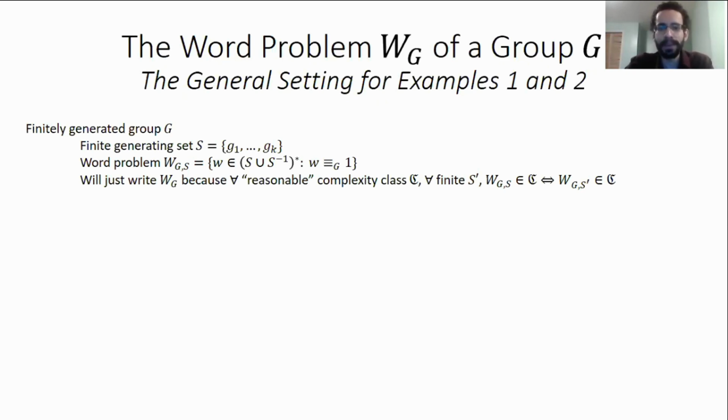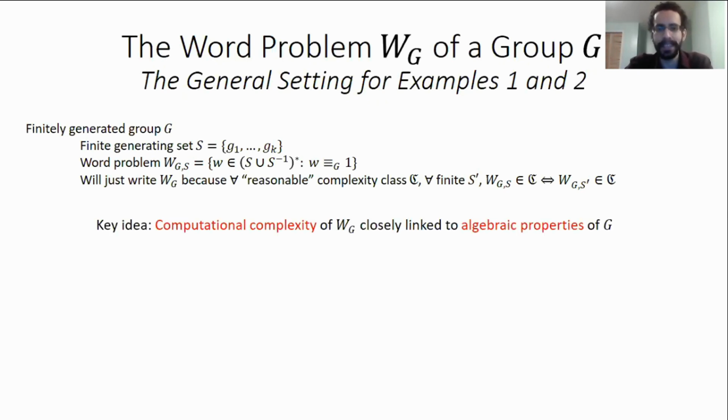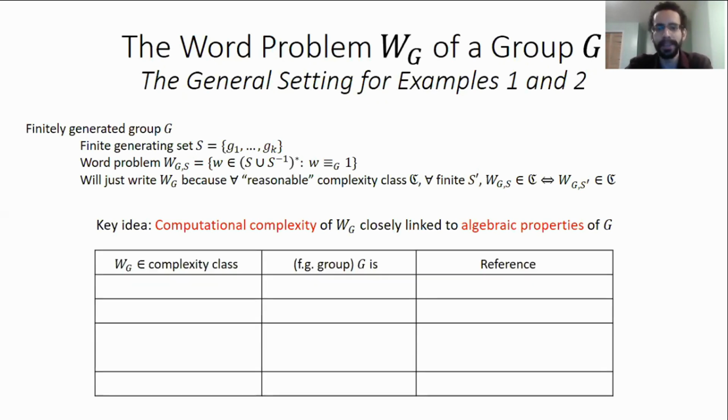Now, what makes the word problem so interesting is that the computational complexity of the word problem of G is extremely closely linked to certain algebraic properties of the group G. And this correspondence is illustrated by a tremendous number of different results. I'm just going to state a few that are particularly interesting and relevant. First, there's Anisimov's classification of those groups with regular word problem. In particular, the word problem of G is a regular language if and only if G is finite.